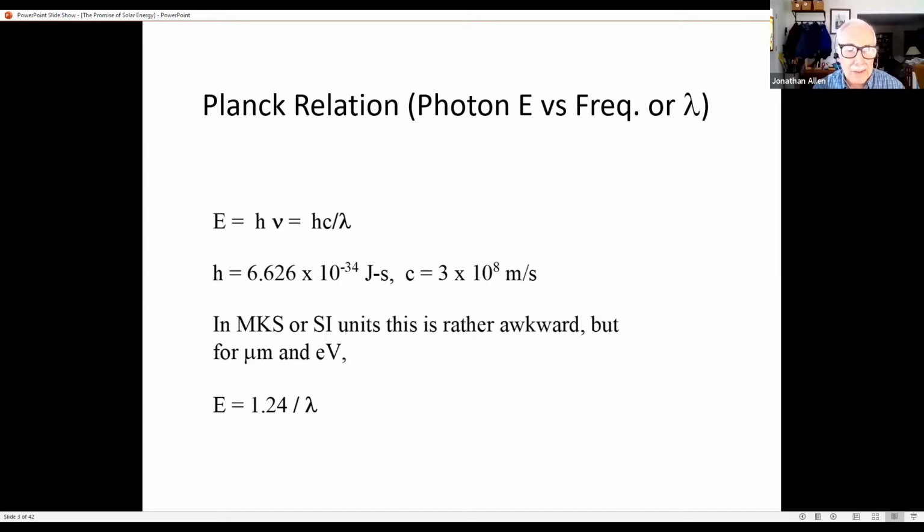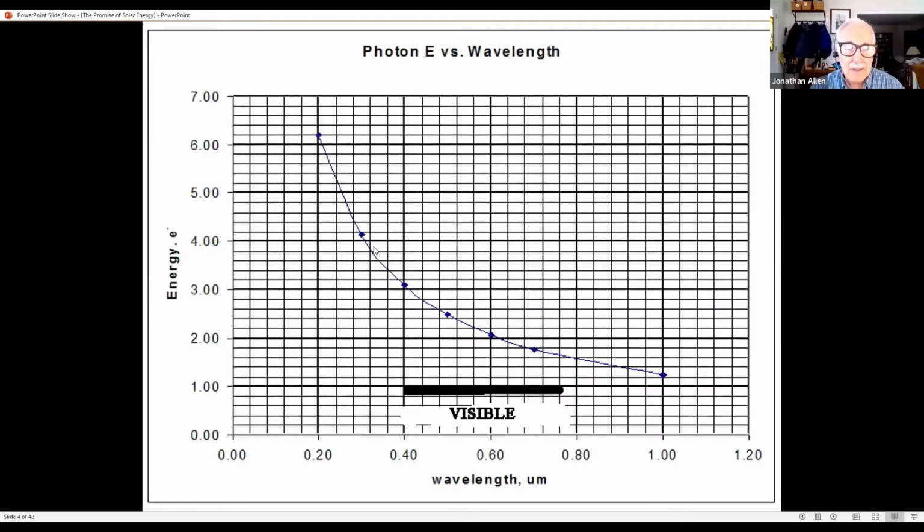In these MKS or Système International units, this is rather awkward, but for wavelengths in microns or micrometers and energy in electron volts, it's very simple: E equals 1.24 divided by lambda. We plot this on a graph, and you can see that as wavelength increases, we go from the ultraviolet all the way down to the infrared at 1 micron. This black stripe indicates the portion of the electromagnetic spectrum that is visible light.